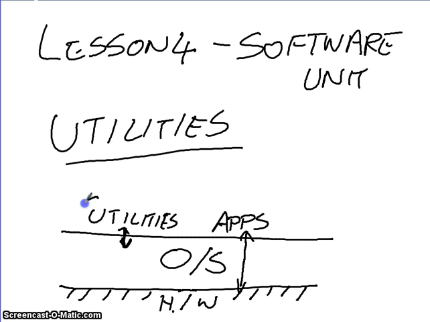Now this unit is all about utilities software. Utilities software is probably one of the hardest things to define because the operating system has utilities built into it, and you can also download utility software so that you can put them as applications on your computer.